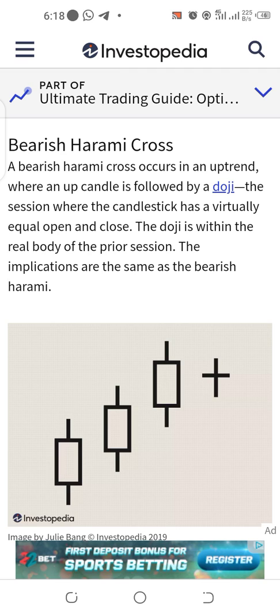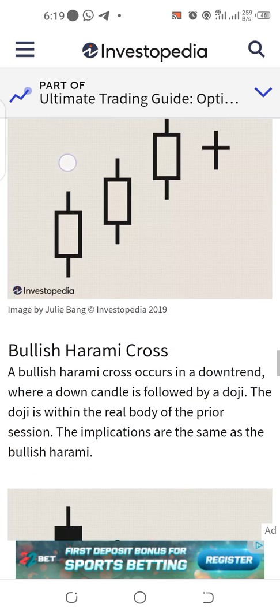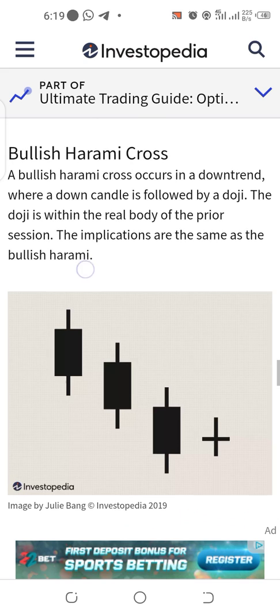Now this one signifies a bearish trend. That means the next candlestick that will form, if it starts to form bearish, you must know that there is a reversal of the trend. So the trend is coming down. The same thing applies to the bullish harami cross.